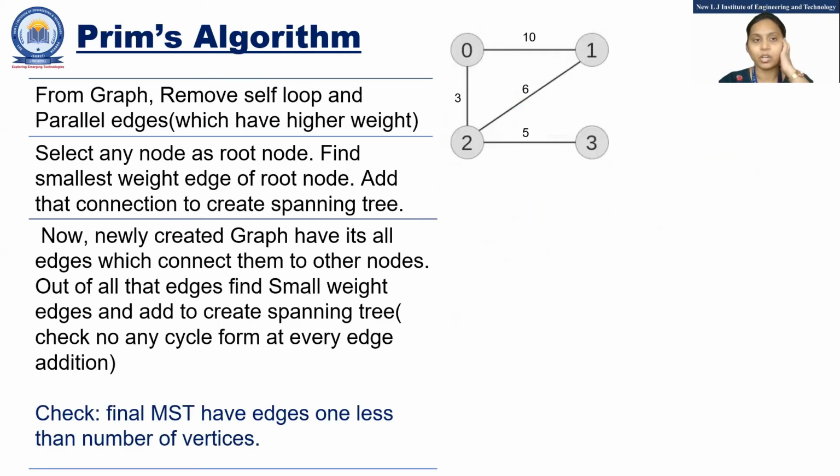Fine. Now Prim's algorithm. Prim's algorithm is somewhat different. Here also you are required to remove the self loops and parallel edges. Then what is the next step? This is my step 1. This is my step 2. It says start with any node as a root node. Here you have freedom in Prim's that you can start with any node, and you end up with the same result.